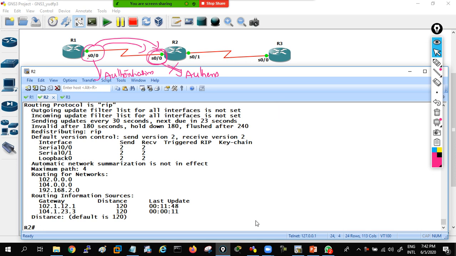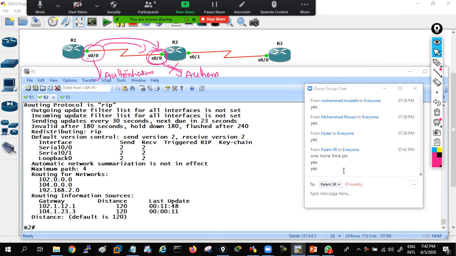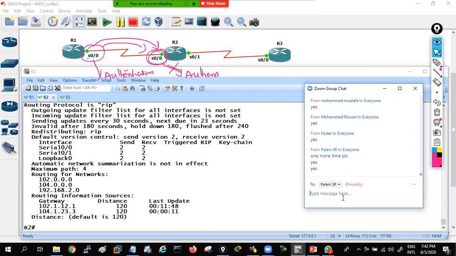Guys, everybody understand that? Authentication. Why am I not getting, man, this. Yeah. Does anybody have a doubt? Anybody having a doubt so far?